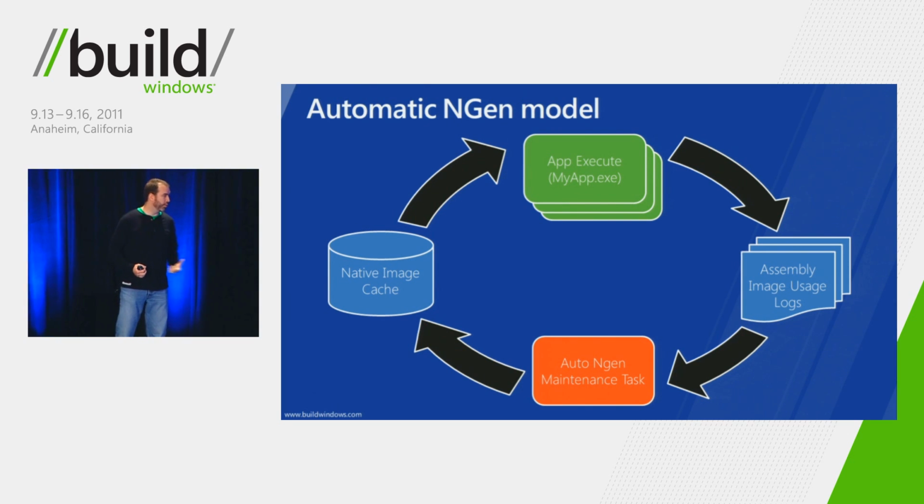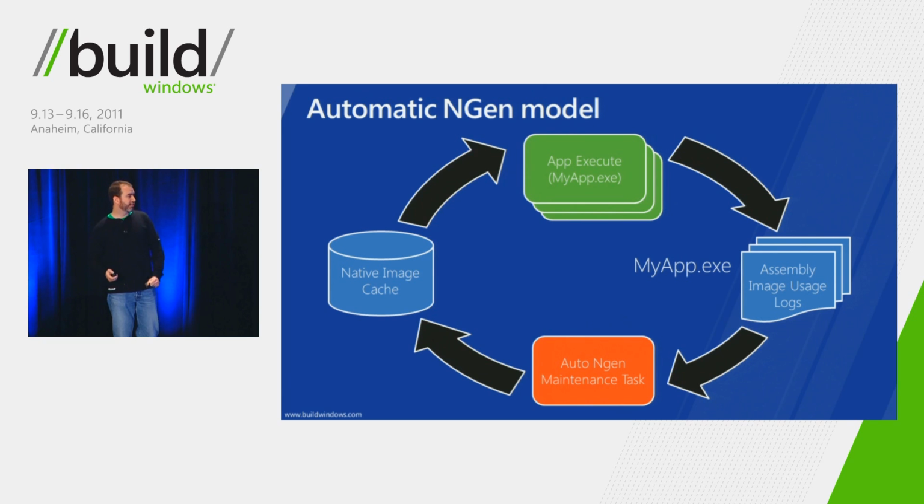And during that time, when we run, we pull in those assembly image usage logs, all the ones that we can find on the machine. We pull those in, and we do some processing, and we figure out what's the set of native images that we might want to create. So for example, here we've got myapp.exe. It's going to show up somewhere in the assembly image usage logs.